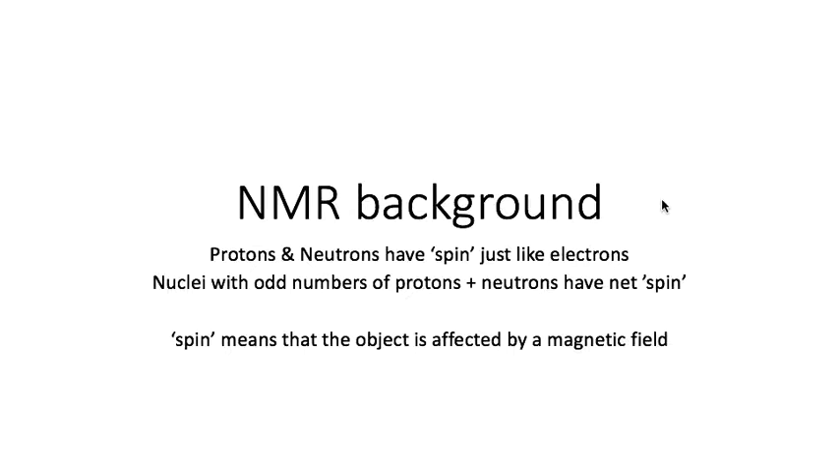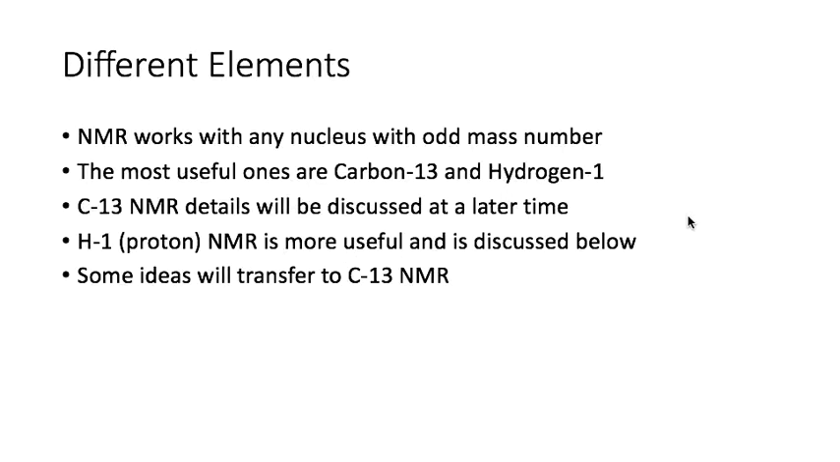And again, spin does not necessarily mean that it is a little planetoid spinning on its axis, but what it does mean is that it interacts with a magnetic field. Protons and neutrons also have spin. Okay, so different elements that have spin work with this technique that we're going to be doing.